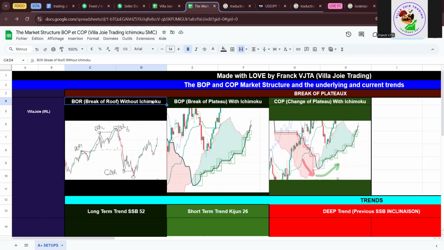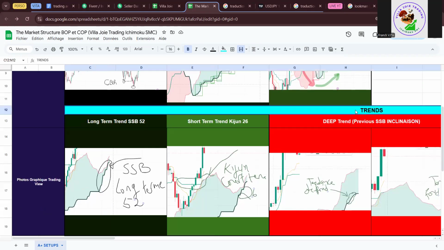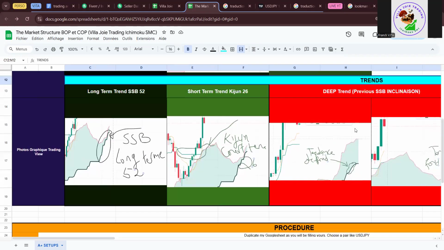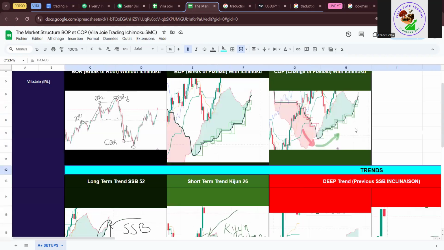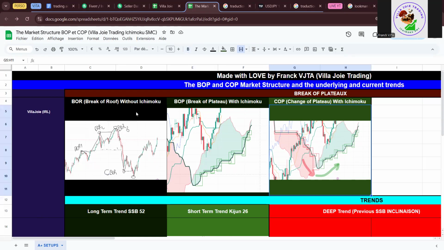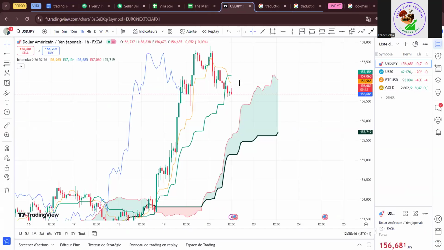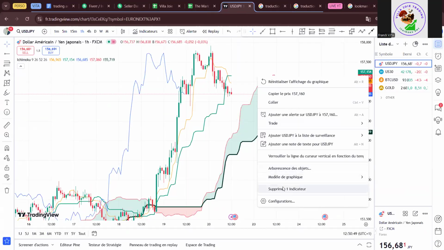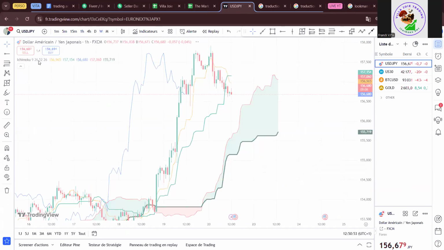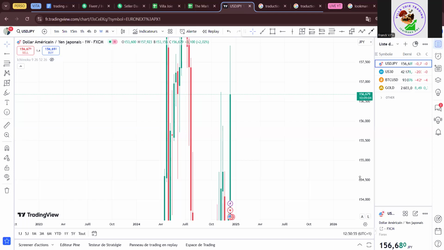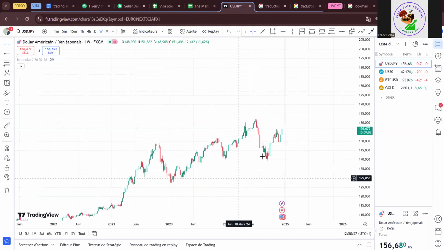And secondly, we have trends. Those are the two market structures that we need to know to identify the direction of the market. First of all, let us start with break of roof without Ichimoku. Let us say that I don't have Ichimoku. And then what is a break of roof?